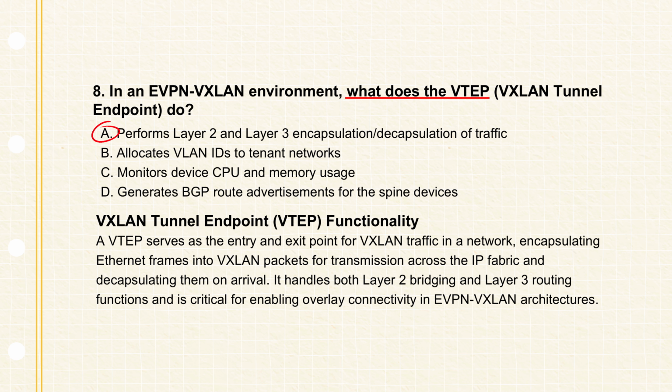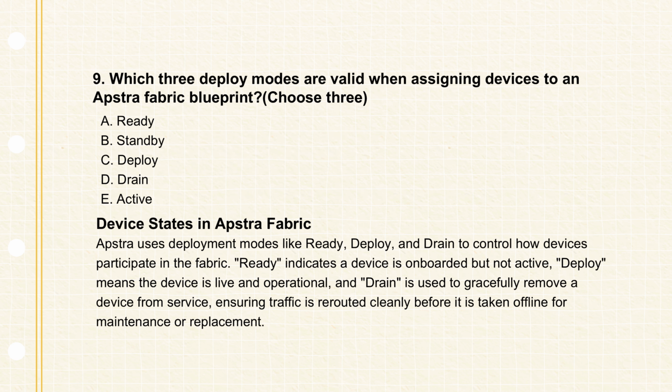Okay, managing devices. When you're adding devices to an Apstra blueprint, what are the different deploy modes you can assign? Sounds like managing their lifecycle state. Yeah, these modes give you control over how a device fits into the fabric at any given time. There are three main ones. Ready means the device is, well, ready. It's configured, Apstra knows about it, but it's not actively forwarding production traffic yet. It's like it's waiting in the wings. Staged, but not live.